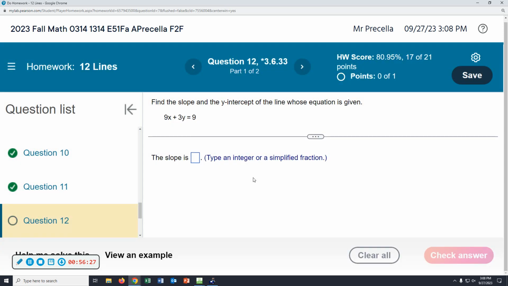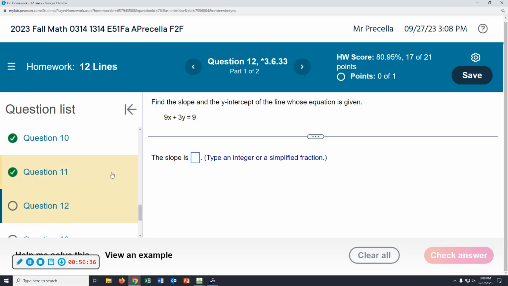Oh, number 12. Let me write it down. I don't seem to really have the hang of this. Y'all are on the ball, I guess. Not I guess, I know. 9x plus 3y is equal to 9.